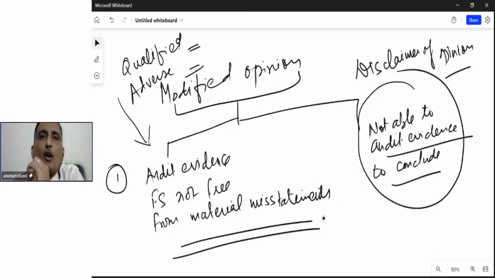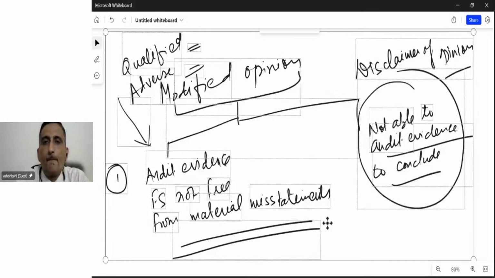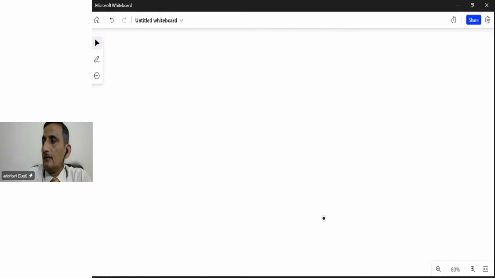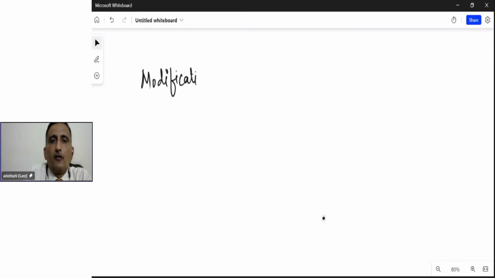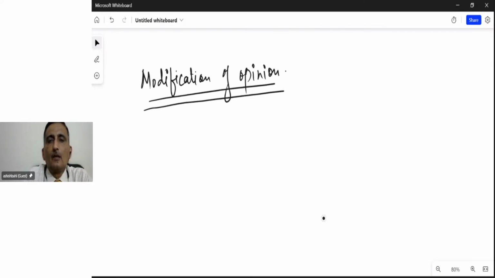So broad outline of this thing is clear to you guys. So let us understand it with the help of an example. So guys, doubts, please send your mail. Any doubts, guys, please send your mail. So let us take a practical example. Modification of opinion.